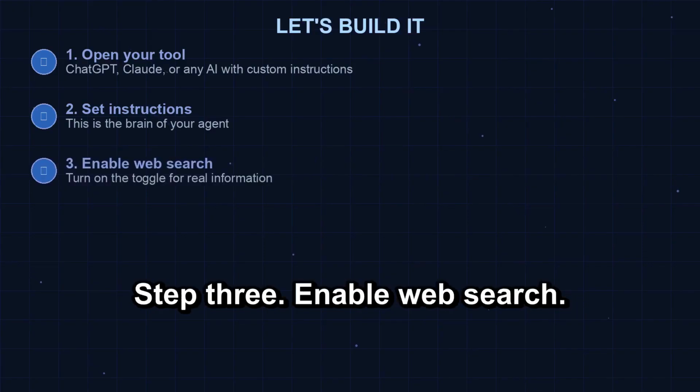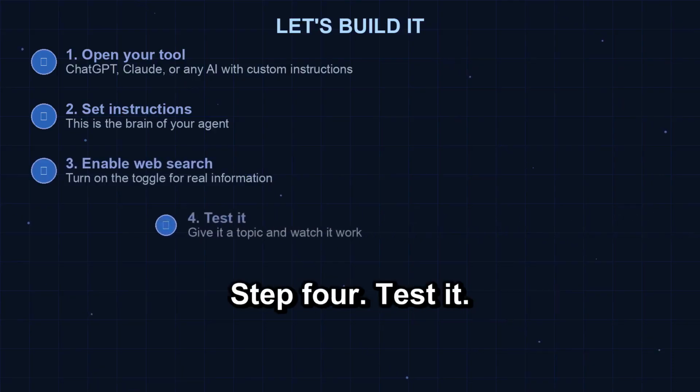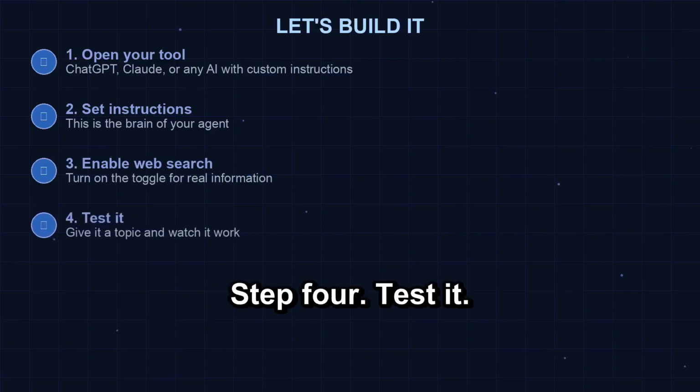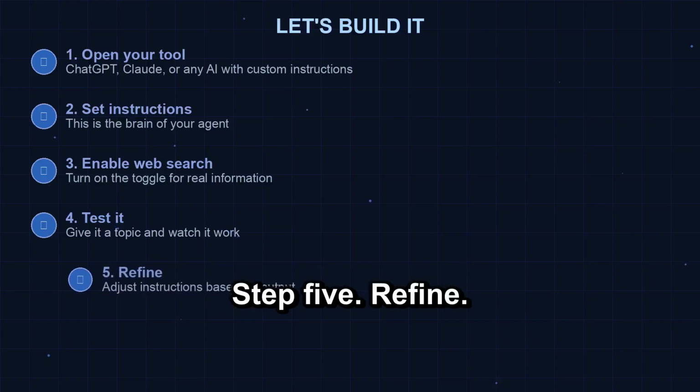Step 3, enable web search. Most platforms have a toggle for this. Turn it on. This is what gives your agent the ability to go find real information instead of just generating text from memory. Step 4, test it. Give it a topic, something like, research the current state of AI agents in business automation. Watch what it does. It should search, find sources, organize them, and deliver a clean summary.